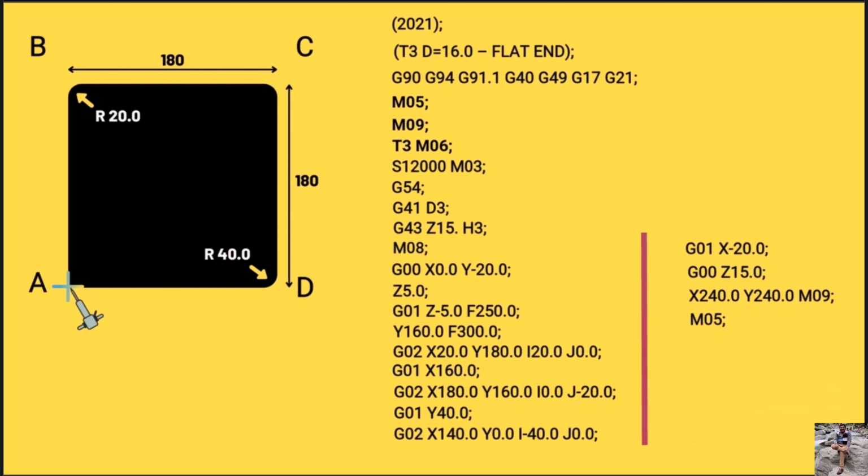Earlier, we also used cutter compensation on this component where we defined G41. We can turn it off by writing the G40 code. And finally, we have the M code M30 to finish the program.